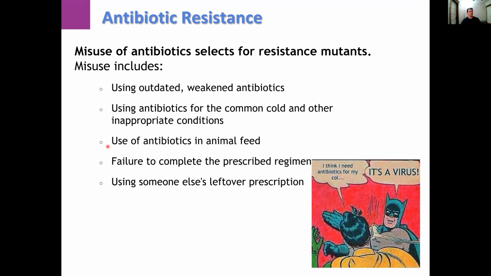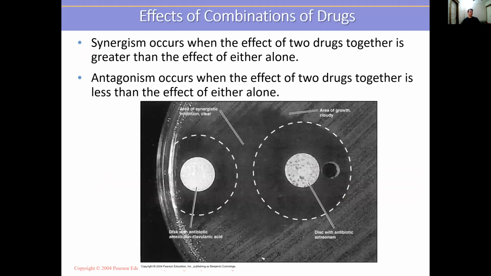Another big sinner is the use of antibiotics in animal feed, where animals used for agricultural purposes are just pumped full of these antibiotics, and then it gets expelled in their waste into the environment, and then you will have microbes being exposed to it. They will be able to develop resistance against it because they replicate so rapidly, and the few microbes that are resistant will just proliferate, and they will transfer these genes to new microbes. Again, as I said before, failure to complete your prescribed regimen of antibiotics, or using someone else's leftover prescription, essentially results in the same problem as discussed.